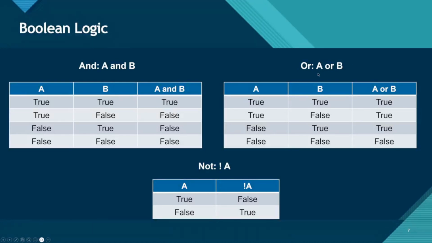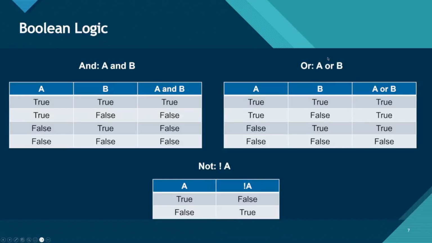And it might be the case, well, I want candy, or I want ice cream, or I want both. So true or true is true. True or false is true. False or true is true. And false or false is false. That's the only case.